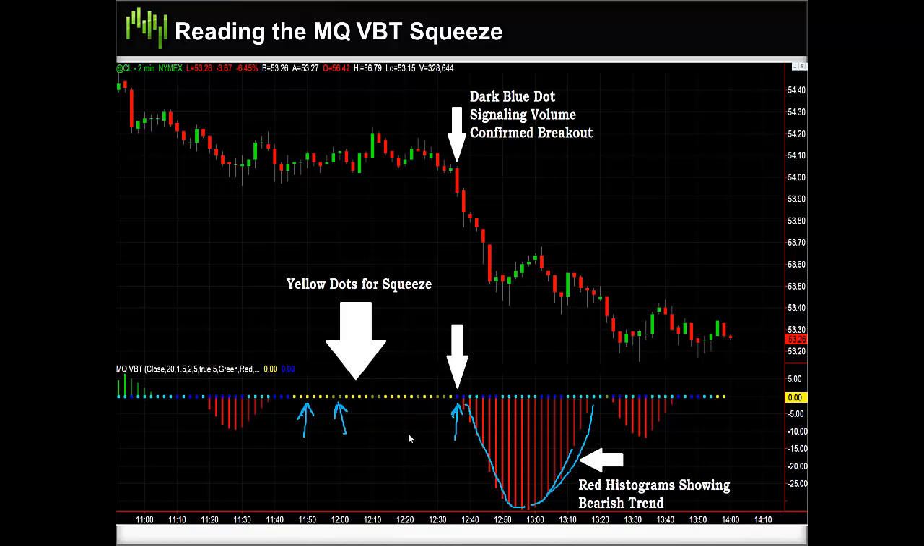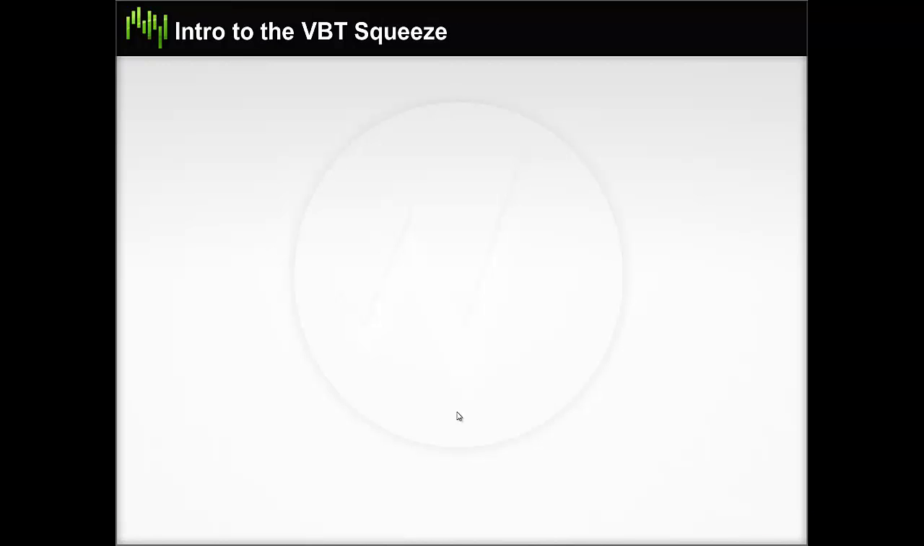Yes, Tammy, you absolutely can. Do you enter when it's still yellow or when it's turning blue? Tom, we're going to answer that question here in just a minute. The dark blue dot means squeeze is fired off with above average volume. So you have volume confirmed breakout. Light blue dot would mean a breakout without volume confirmation. Okay?